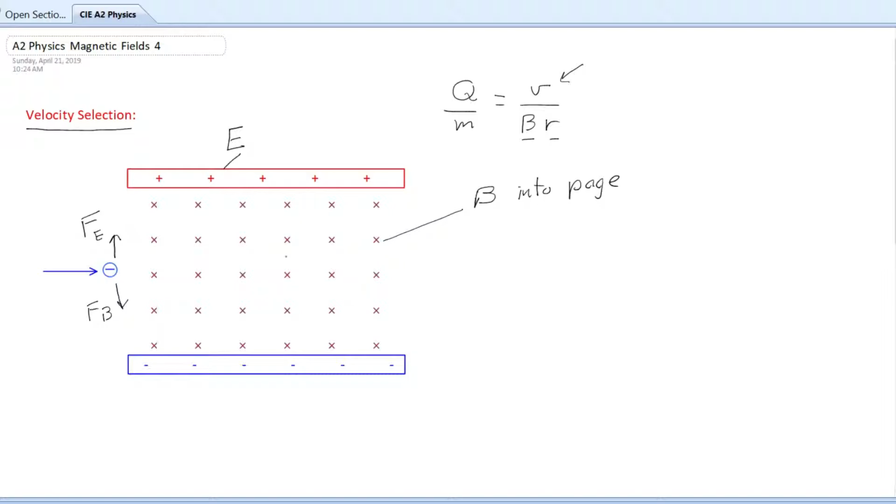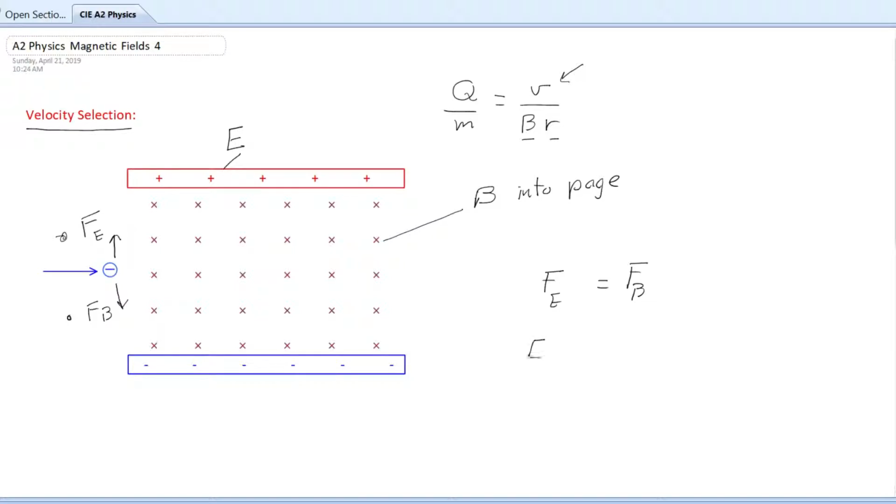Passing through undeflected means that these two forces are equal and opposite in direction. So, basically, you should equate the electric force to the magnetic force. So, how can you calculate the electric force?